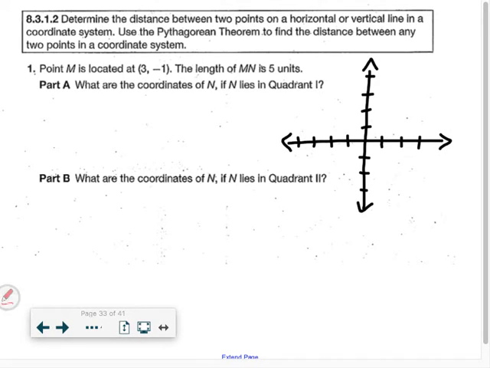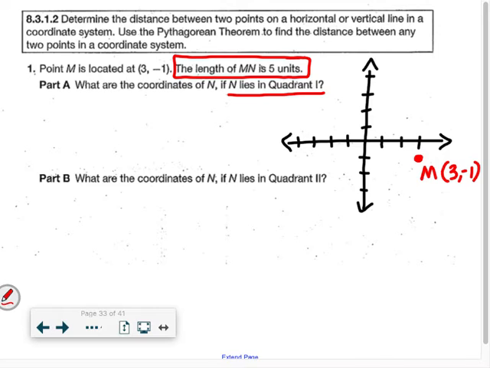And I'm going to plot my point M at 3, -1. So that would be right here, 3, -1. Now, the length of MN has to be 5 units, and N has to lie in quadrant 1. Well, quadrant 1 is here, the positive quadrant. Quadrant 2 is over here, quadrant 3, and then quadrant 4.